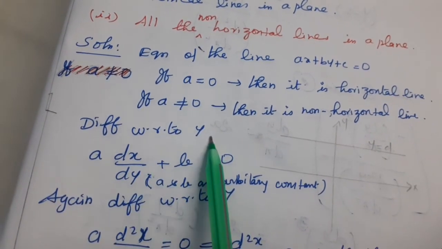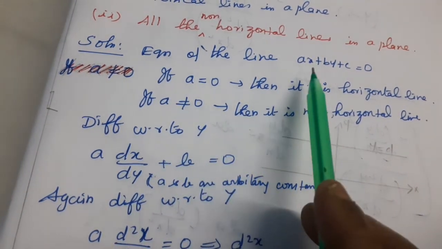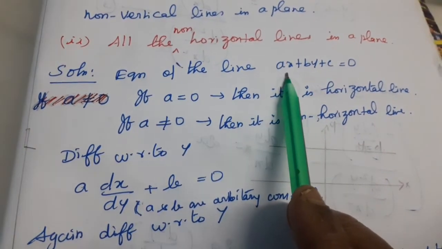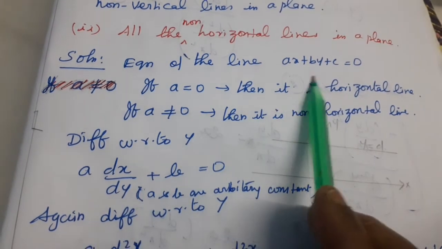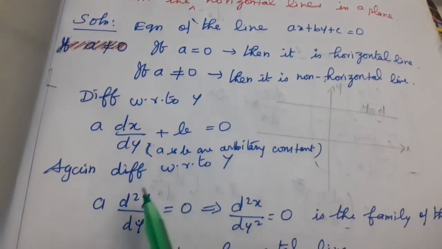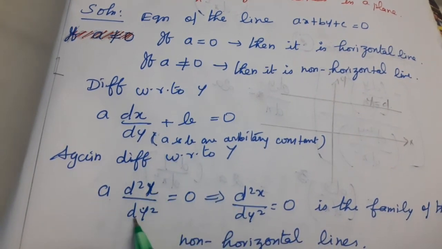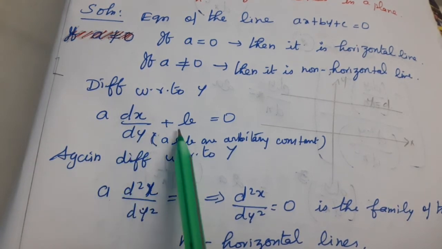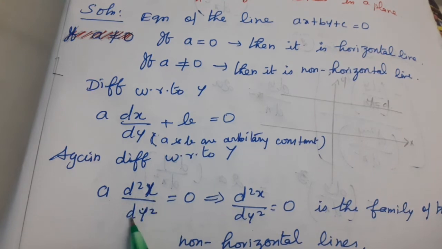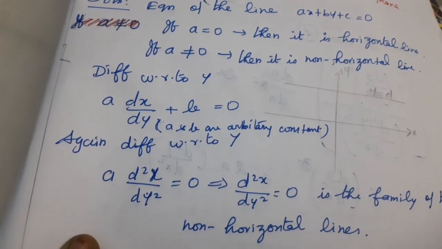For the first equation we differentiated with respect to x; here we differentiate with respect to y. a into dx by dy plus b, since y differentiates to 1, equal to 0, because c is a constant. Now a and b are arbitrary constants. Again differentiate with respect to y: a into d square x by dy square plus 0 equal to 0. This implies d square x by dy square equal to 0 is the differential equation of the family of non-horizontal lines.